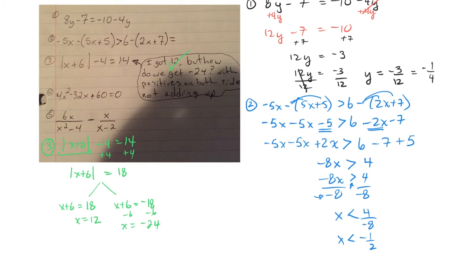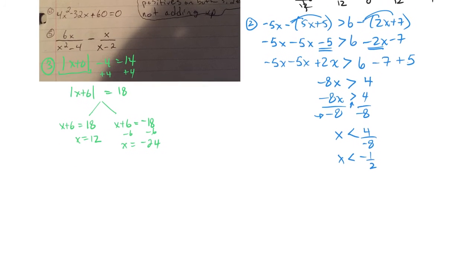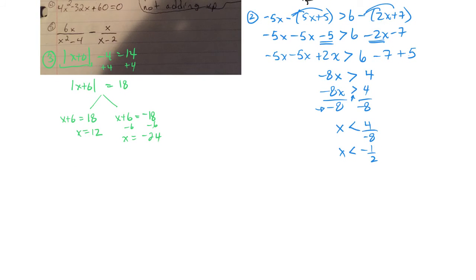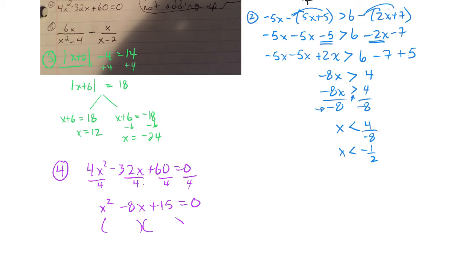Okay, let's go up to question number 4. So question number 4 is 4x squared minus 32x plus 60 equals 0. It's a quadratic, but everything can be divided by 4. I would do that first. So I'll get x squared minus 8x plus 15 is equal to 0, and then see if you can factor.